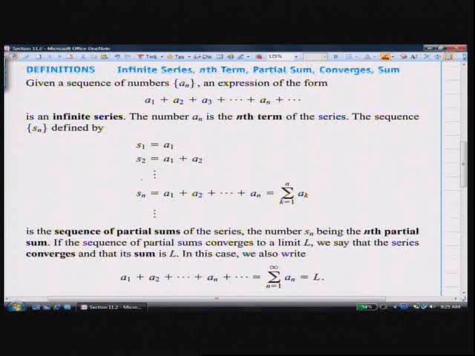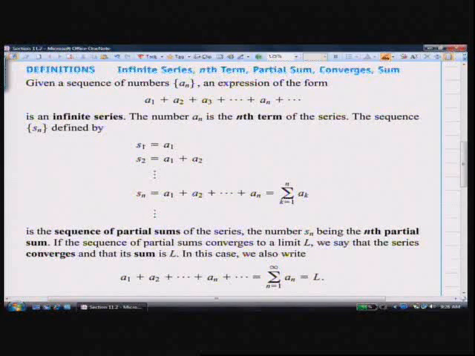So like s sub 4 would be the first 4 terms of the sequence. S sub 8 would be the first 8 terms of the sequence. And then you think about these sums of sequences themselves as a series, or as a sequence of partial sums.